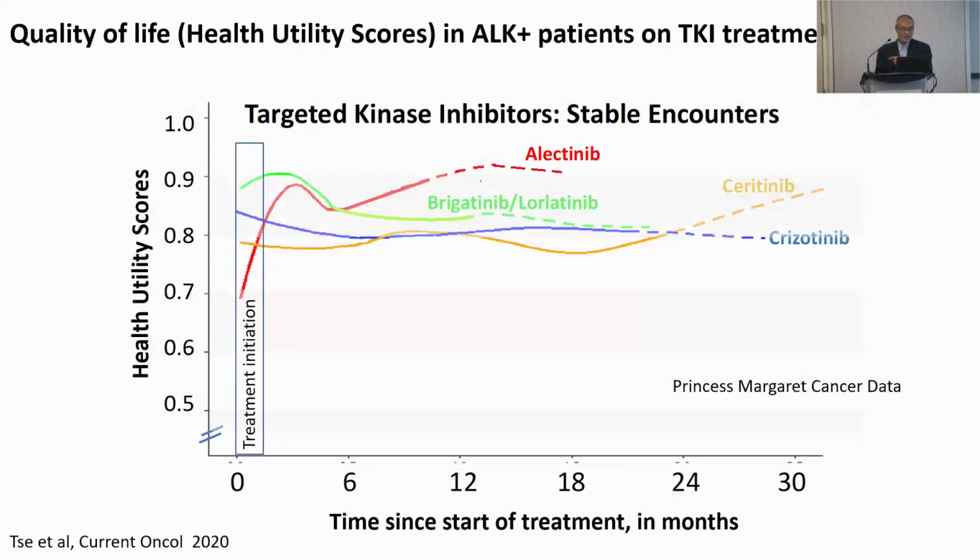And we've also collected quality of life health utility data in this case, demonstrating that as long as they are stable clinically in the real world setting on these drugs, their health utility scores are between 0.8 and 0.9. My health utility score is somewhere between 0.8 and 0.9. So I think that's quite decent in this particular setting.